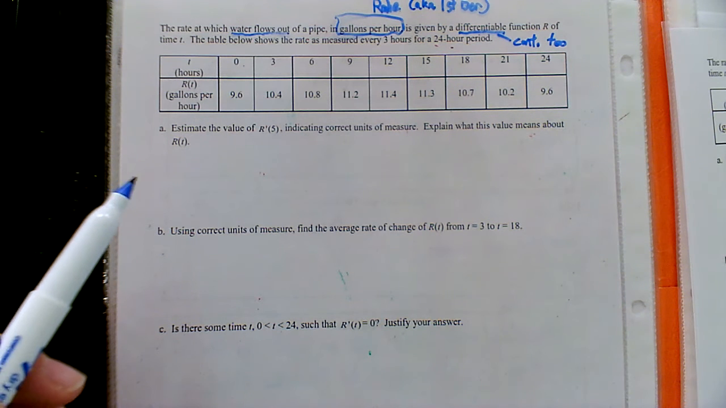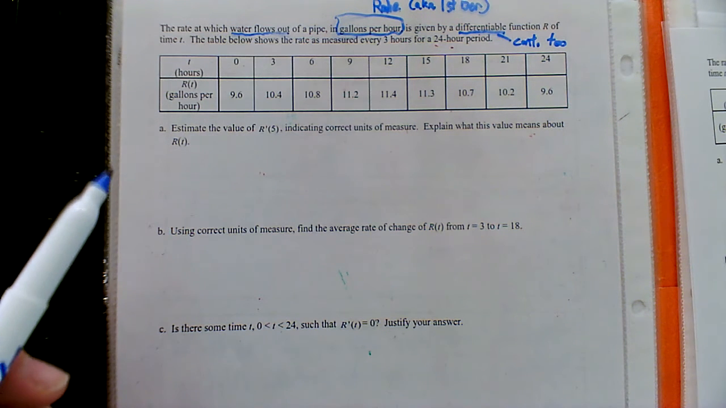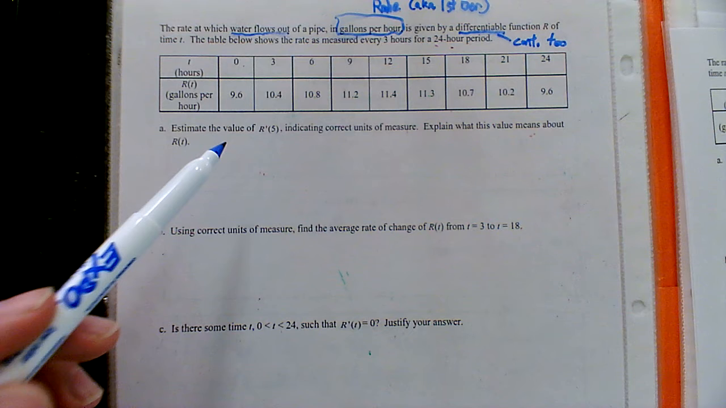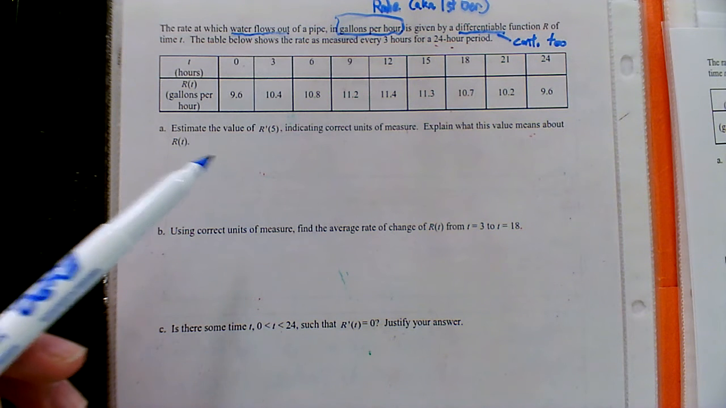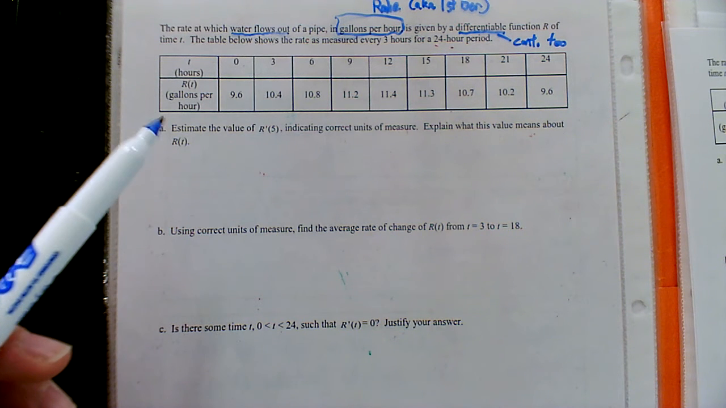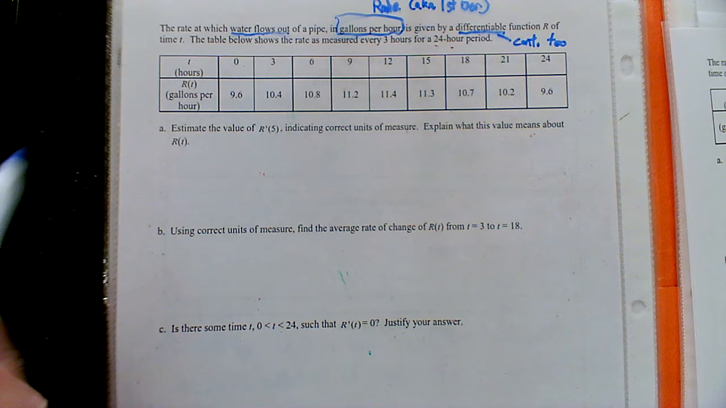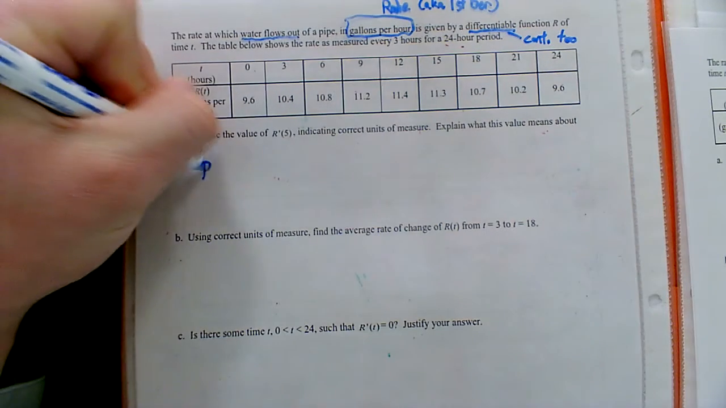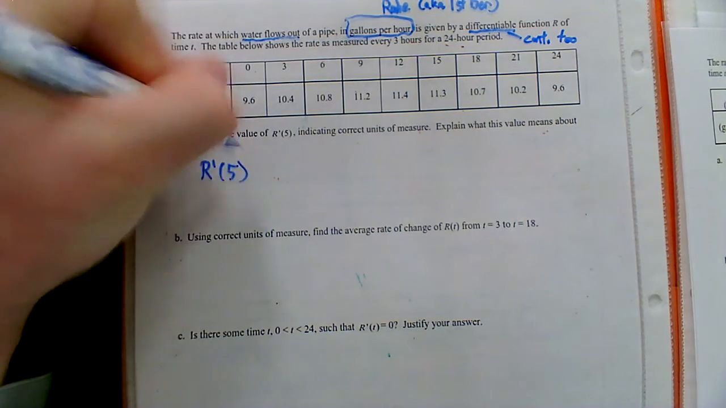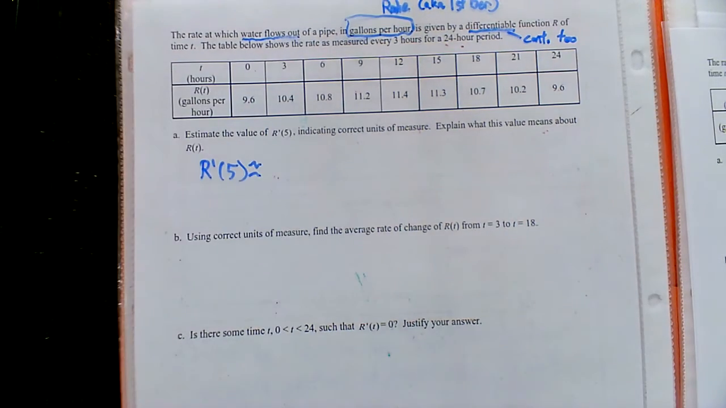Okay. So now I think we want to kind of think along the lines of what Braden was thinking earlier, but how are we going to estimate the value of r prime of 5? Do they give you a value of 5 in the table? No. So they truly do want an estimate because we don't know what it is, but how? We want to find r prime of 5. We want to find an estimate for that. How do we find the estimate at that point?